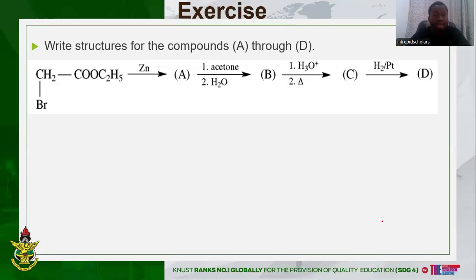Now, a question. The question has asked us to write the structure for compounds A through D. So A. Now, A, what has happened? We have an alpha halo ester, and then zinc. What will the zinc do? The zinc will just insert itself between the two. That will be the product. Just an insertion of the zinc between the carbon and the bromine, right? Now, the next one, we are adding acetone. This is acetone.